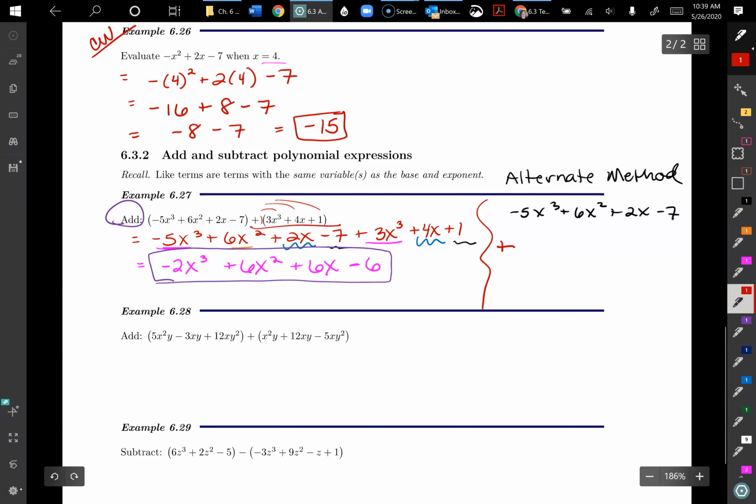But when I do that, I need to make sure that I'm actually lining things up properly. So I have a 3x cubed. I don't have any other x squareds in that one, so I'm going to write 0x squared, or just leave it blank. Just know to leave a placeholder. And then I have plus 4x, and then I have a plus 1.